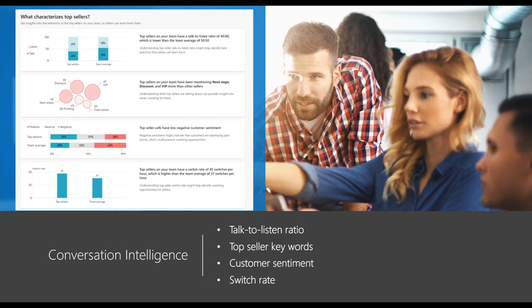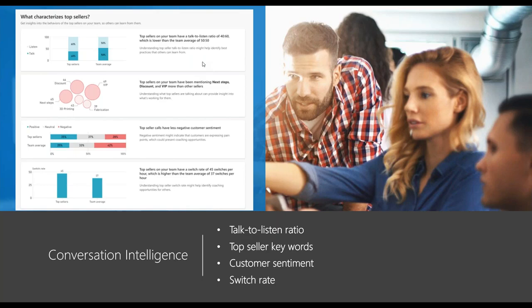So with this talk to listen ratio, you can see here that top sellers are talking 40% of the time and listening 60% of the time, where your team average is about 50-50. So with this, you can help understand what sellers' talk to listen ratio is to maybe help identify best practices that others can learn from.